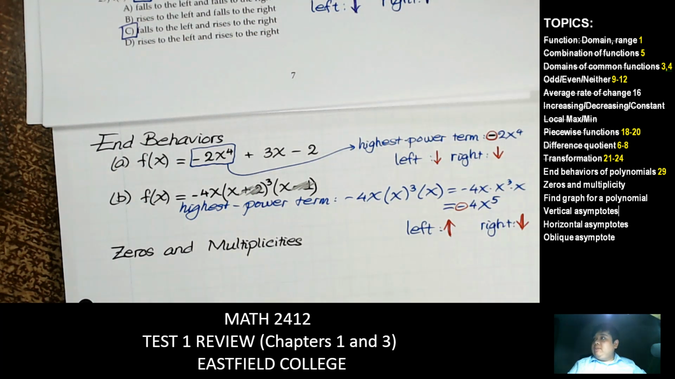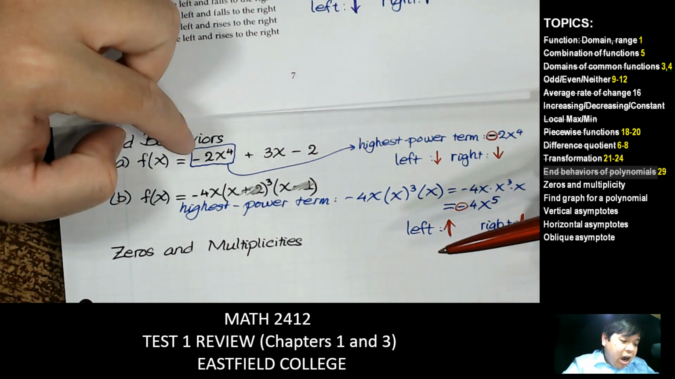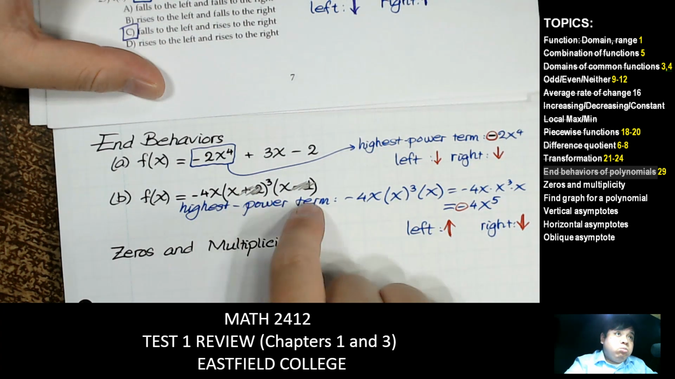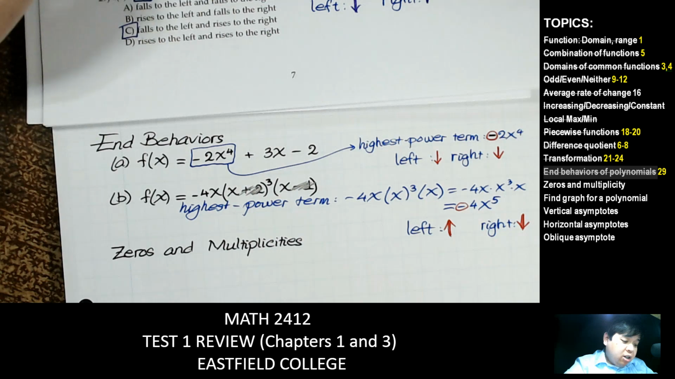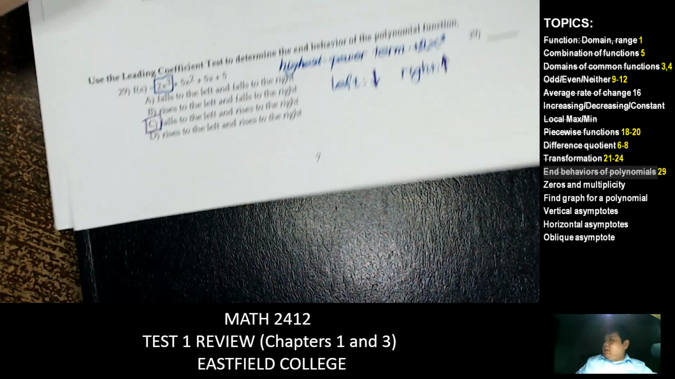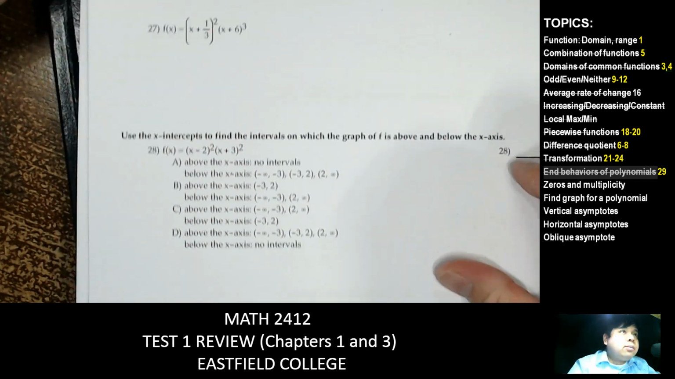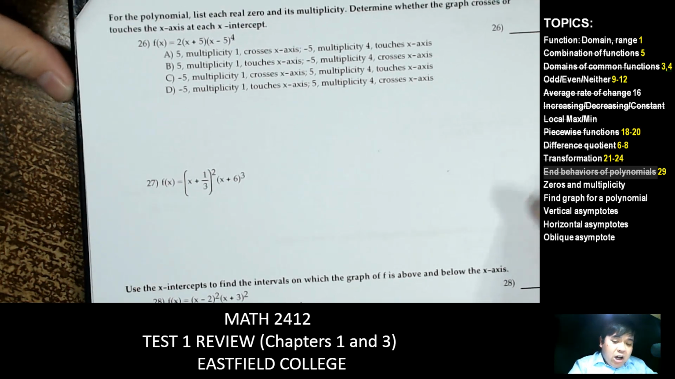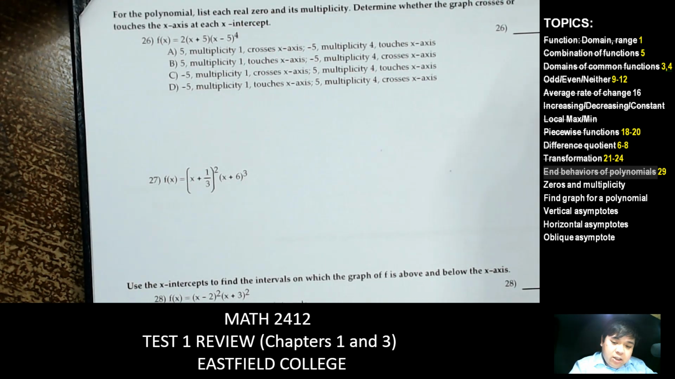Right. So just look at the highest power term, and I emphasize the highest power term. That means it's not necessarily the first term, or we have to do something like that just to get the highest power term. Right. Next, the zero and multiplicity. This should be simple.